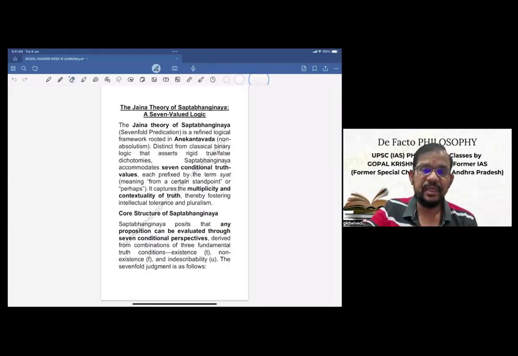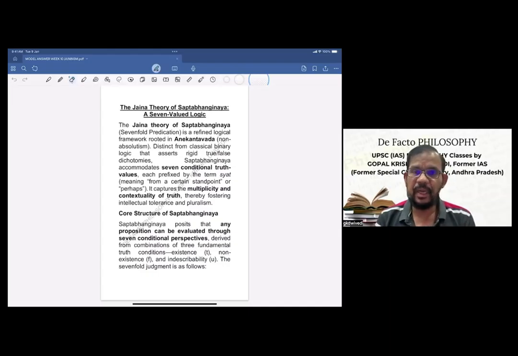Now this is basically the epistemological theory of Jainism, and it is basically a sevenfold predication or sevenfold logical framework. But this epistemological theory is rooted in their metaphysics, that is Anekantavad. So Anekantavad in Jainism represents metaphysics, that is ontology, and Syadvad or Saptabhangina represents epistemology.